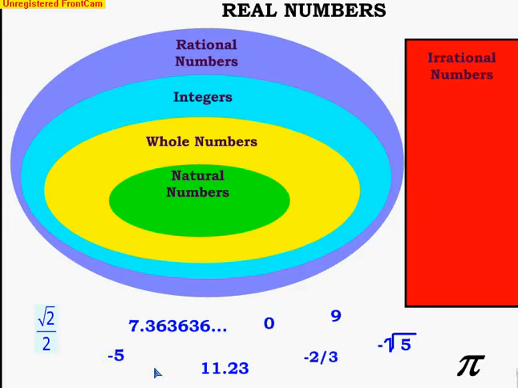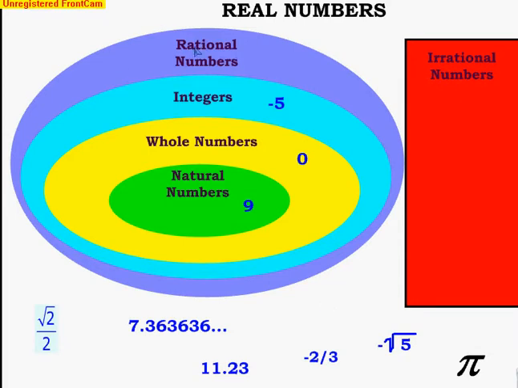So let's look at an example of a natural number. Okay, 9 would be a natural number. Natural numbers are 1, 2, 3, 4, 5, and so on, regular counting numbers. Included in whole numbers would be the example of 0. 0, 1, 2, 3, 4, 5, 6, etc. would be in the set of whole numbers. Integers include whole numbers and their opposites and 0. So a number like -5 would be considered an integer.